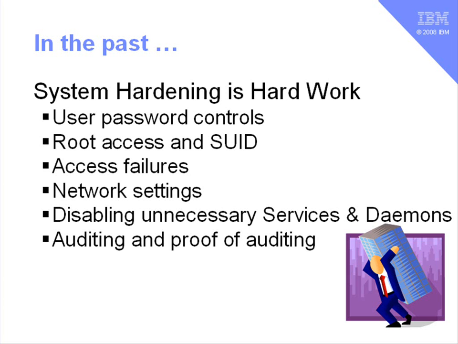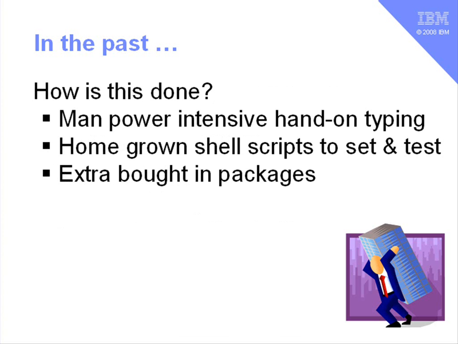Now, in the past, system hardening has been extremely hard work. First of all, there's lots of different areas. For example, the user password control to make sure that the passwords are difficult enough to make hacking into the system very hard. Root access in particular is very sensitive. We've got things like monitoring access failures to see if we can detect people trying to get into the system. Lots of network settings and disabling unnecessary services can be quite tricky to do. And then we have to do auditing to actually prove that we have the system secure and nobody has actually got into the machine.